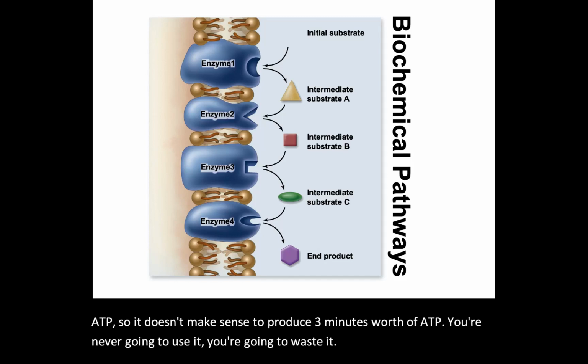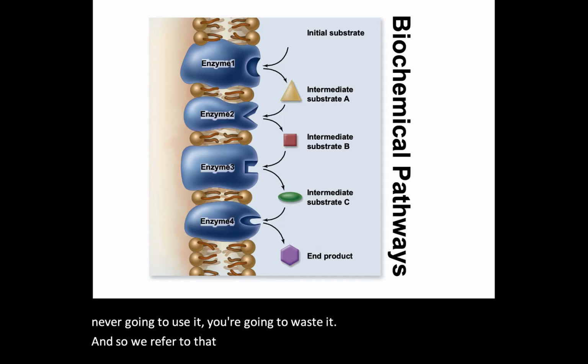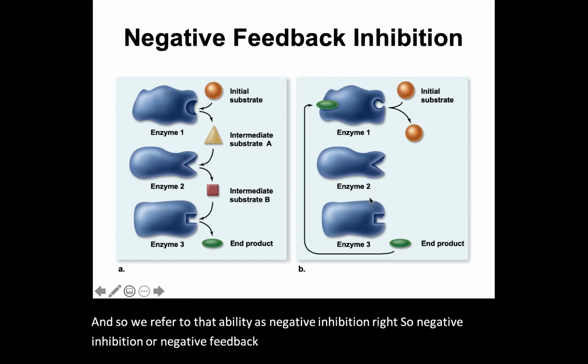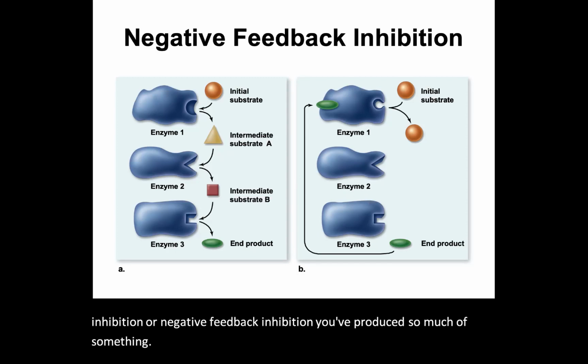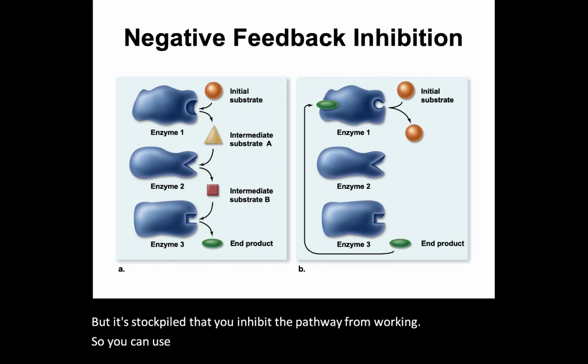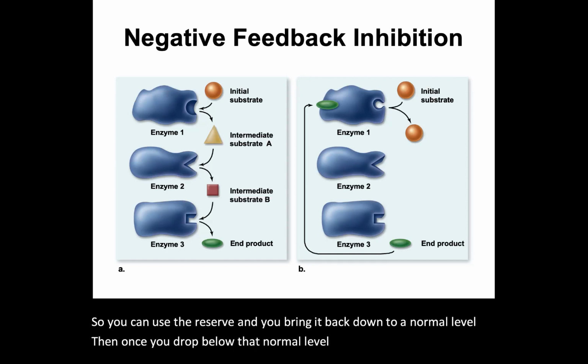And so we refer to that ability as negative feedback inhibition. Negative feedback inhibition is when you've produced so much of something that it's stockpiled, so you inhibit the pathway from working, so you can use the reserve and bring it back down to a normal level. Then once you drop below that normal level, you reactivate the pathway, which starts to produce the end product.